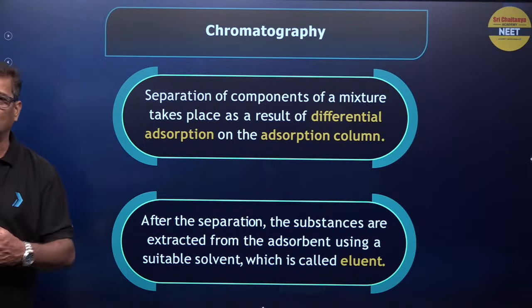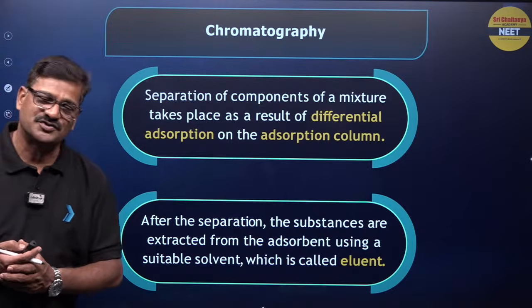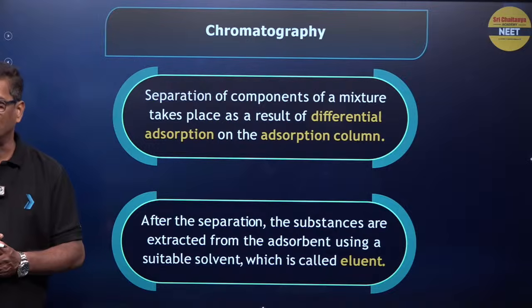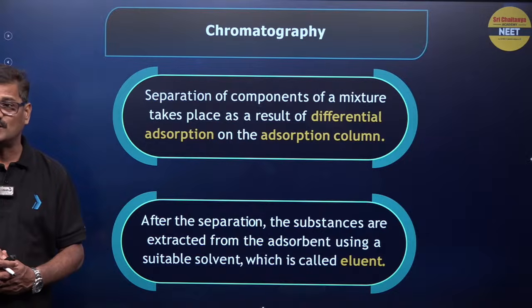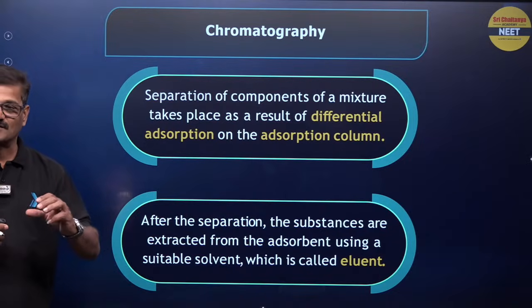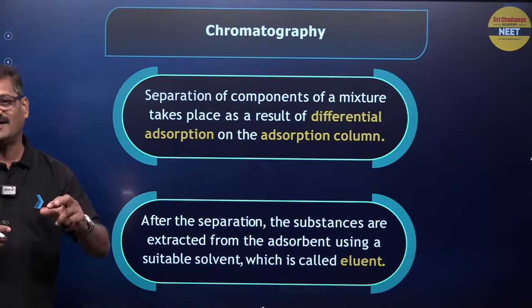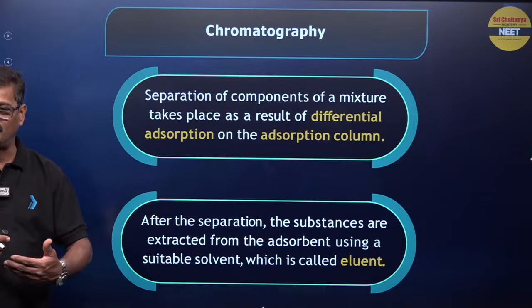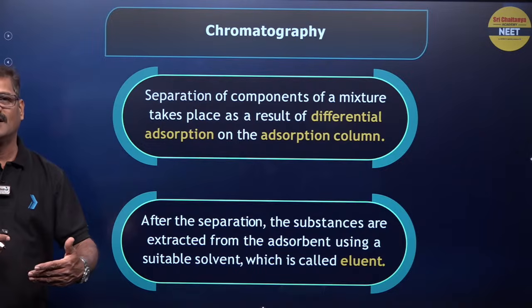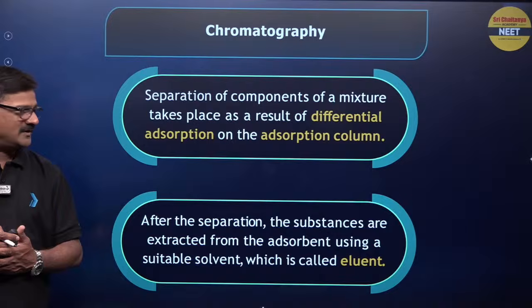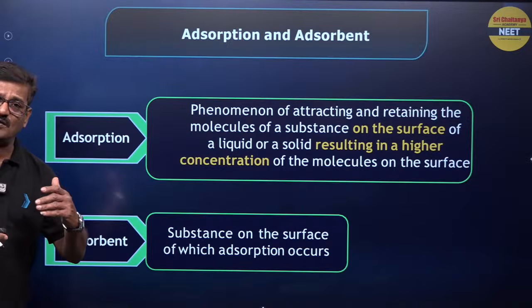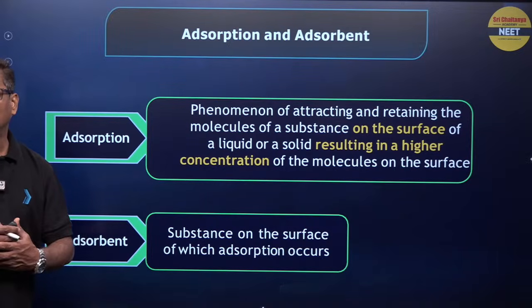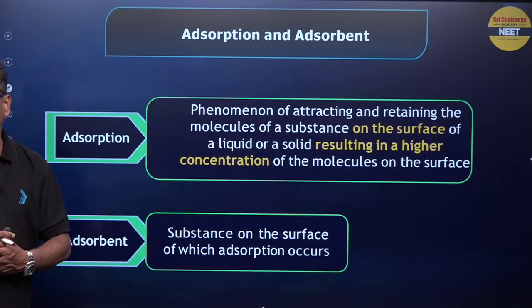You have two types of chromatography basically, partition chromatography and adsorption chromatography. After separation, the substances are extracted from the adsorbent using a suitable solvent, which is called the eluent. You have effluent and eluent; effluent is different, eluent is different. We use eluent in chromatography language. And adsorption is the accumulation of a substance on the surface, not in the bulk of the body, okay?